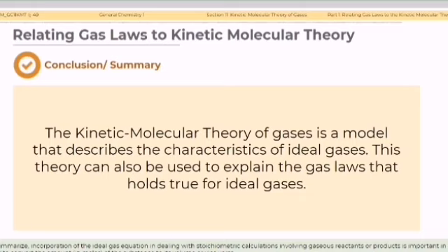To summarize, incorporation of the ideal gas equation in dealing with stoichiometric calculations involving gaseous reactants or products is important in order to convert the amount in moles of substance to its volume or vice versa.